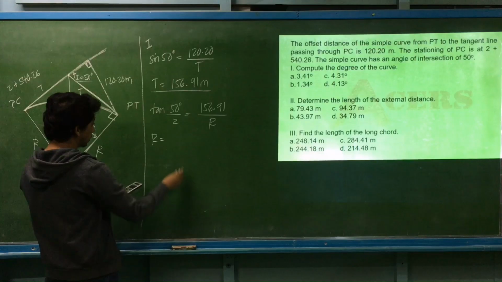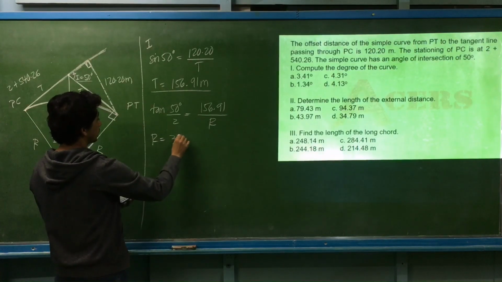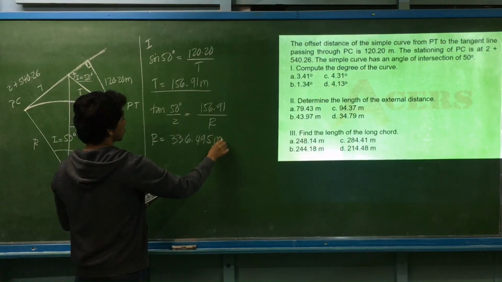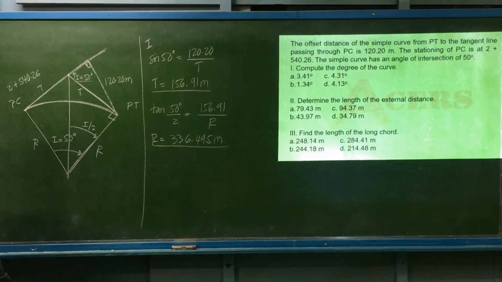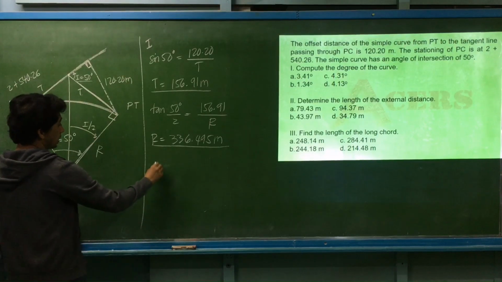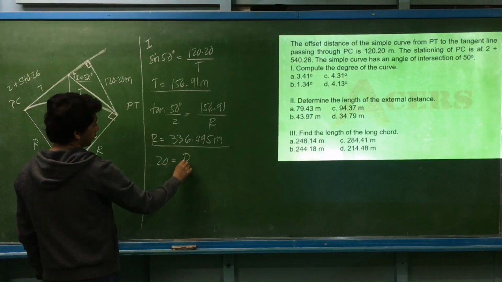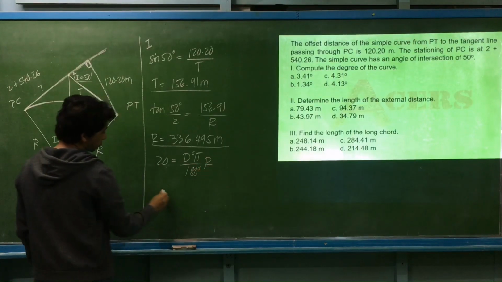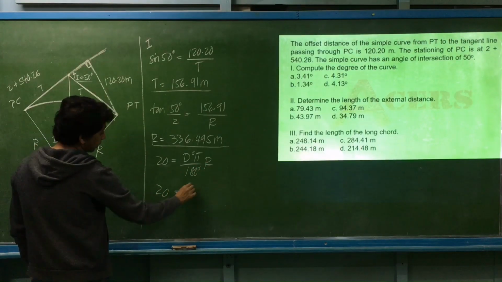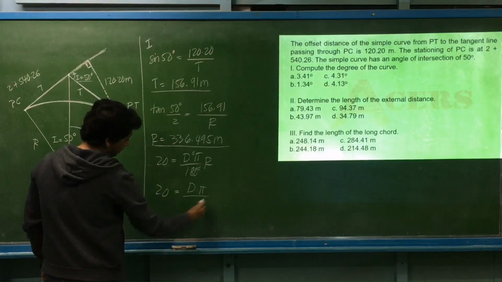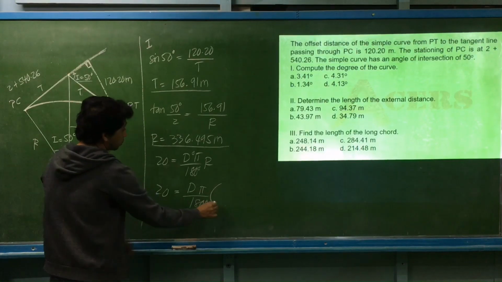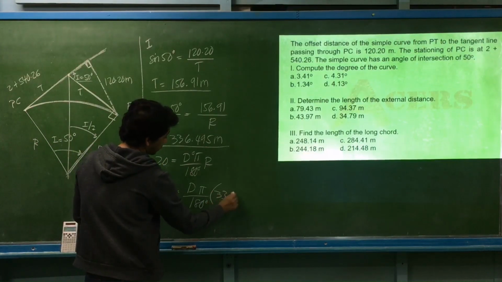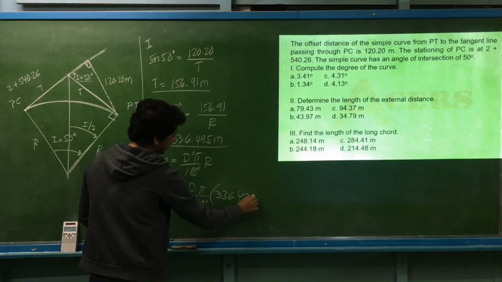Okay, the radius of the simple curve is equal to 336.495 meters. So if we have now the radius, makuha natin yung kanyang degree. By using arc basis, 20 is equal to the degree of the curve times pi divided by 180 degrees times the radius. So 20 is equal to the degree of the curve pi divided by 180 degrees, yung na-compute natin na radius is equal to 336.495.